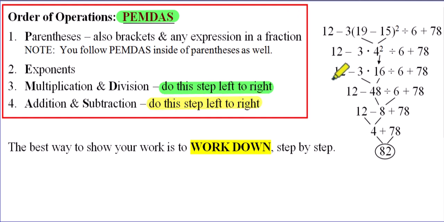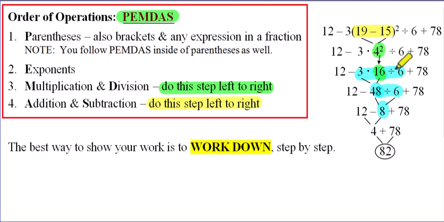Now, I'm not trying to say that you're going to go left to right on the entire problem. You are going to do parentheses first. You are going to do the exponents next, which would give me 4 times 4, which is 16. Then you're going to do multiplication and division, but going left to right. Here we have multiplication further to the left, so that gives me 48. Then I divide, finally get 8.